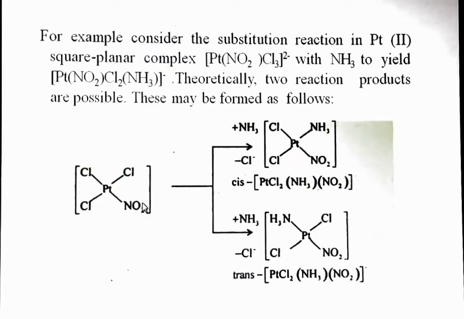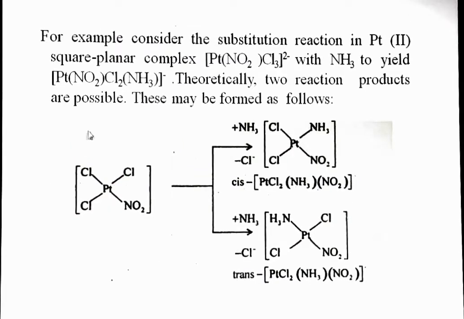Now we understand trans effect by taking another example. This is an example of one more square planar complex of platinum. Theoretically, two reaction products are possible. When this compound undergoes nucleophilic substitution reaction, we can get either this compound or this compound. Here you can see this is the cis product and this is the trans product. But practically we get only the trans product. We do not get the cis product. So we will understand why we are getting this product.